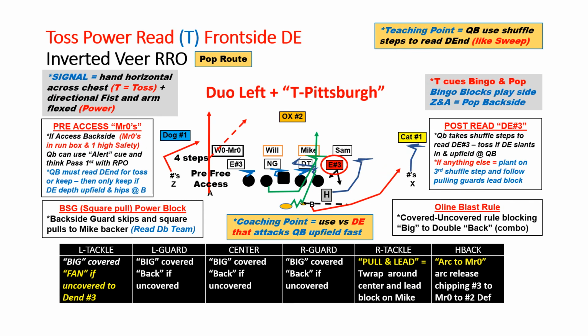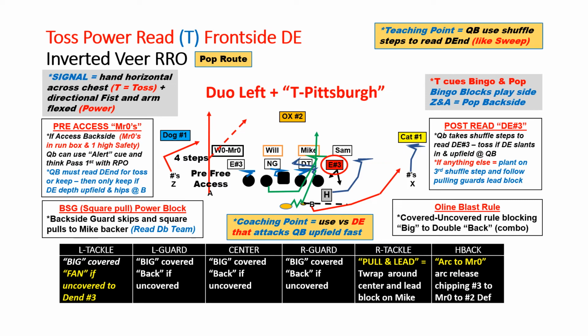Next we can do it as a toss power read. Again, we just add the letter T as a prefix, T Pittsburgh. Tells the H to arc release, it's a letter. Read key is a defensive end. A lot of coaches prefer this because it doesn't allow the defensive end to just crash the mesh between the quarterback and the back and makes him be decisive in what he's going to do.